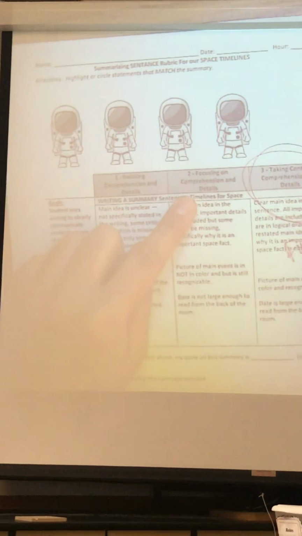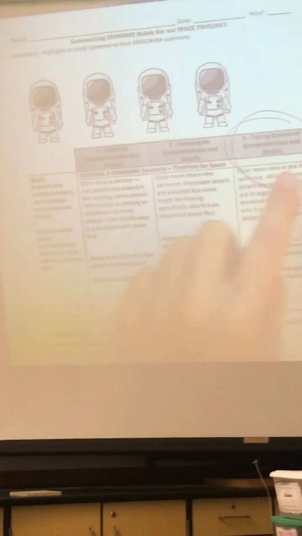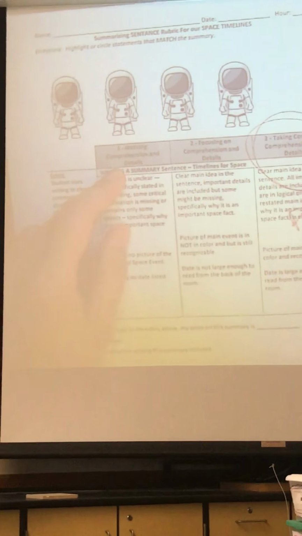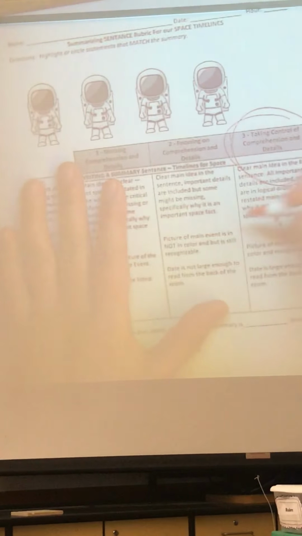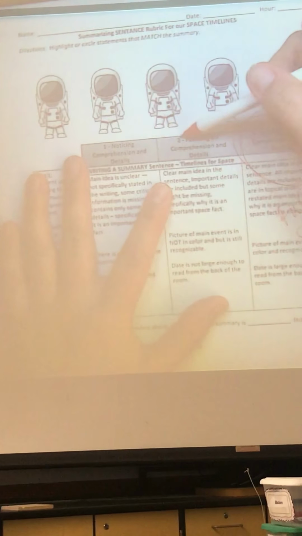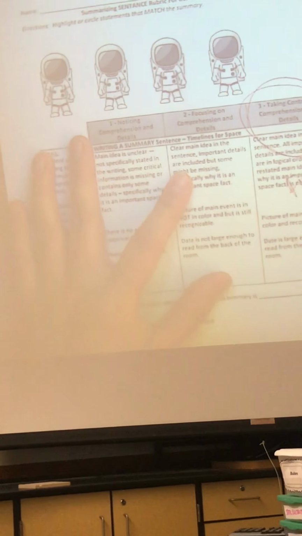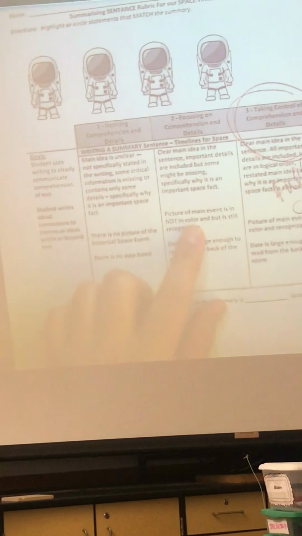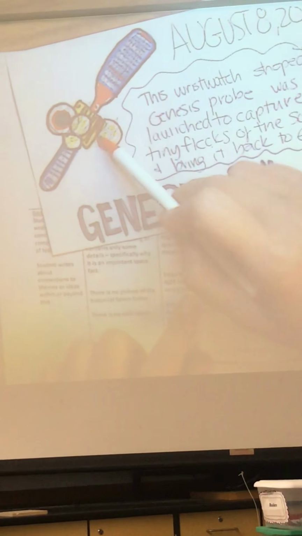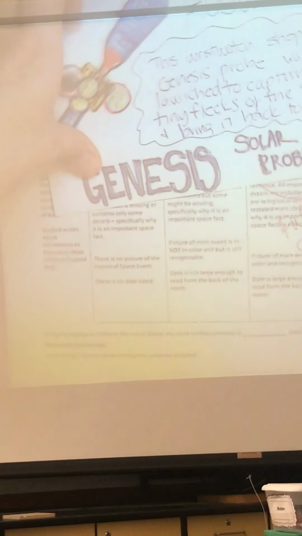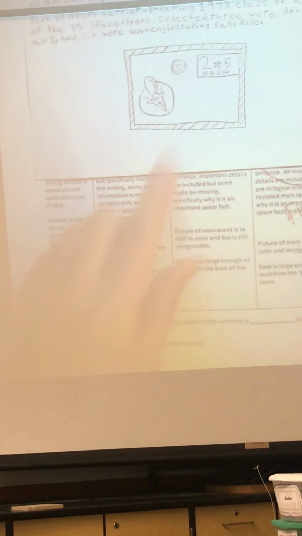Over here, this is obviously 1, 2, 3, 0 if you don't do it at all. 1, okay, 2, 3. And I'll show you here in a second. Focusing on comprehension and detail. If you have a great sentence here, but your picture of the main event is not in color, but you can still recognize it. Like, this is a beautiful one, I have to tell you. This picture is gorgeous.